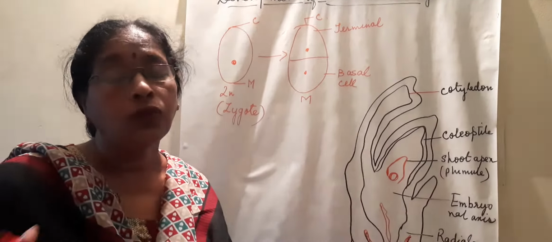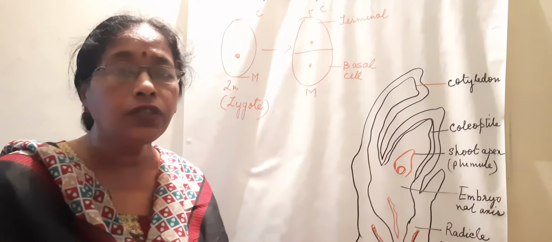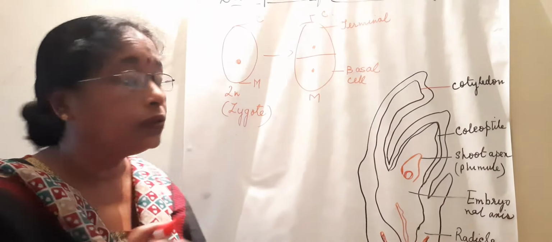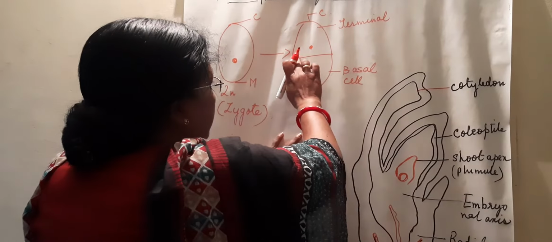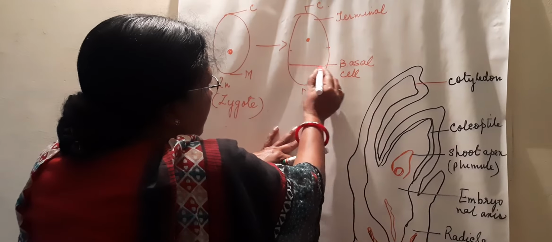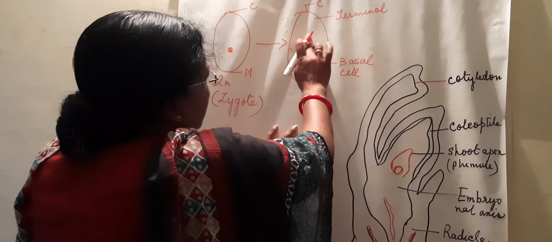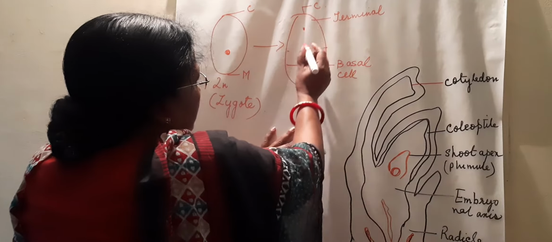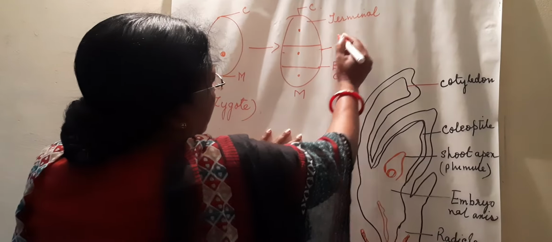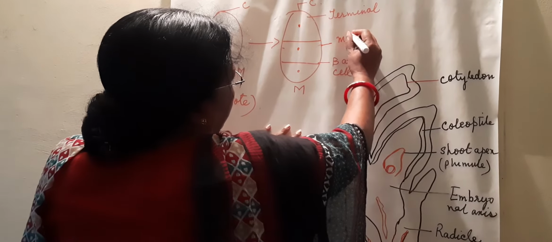But in a monocot, one more division takes place. One cell out of the two divides twice. So a middle cell will be formed. So this is the middle cell.